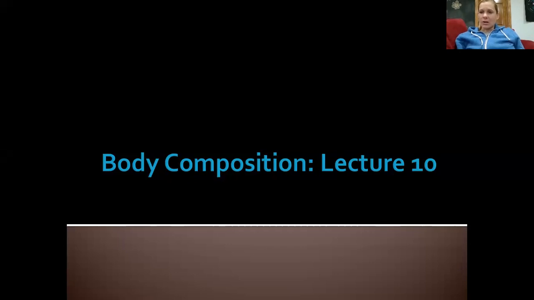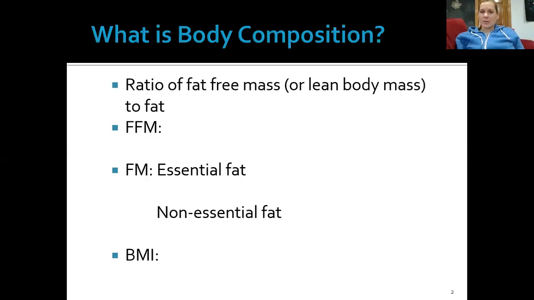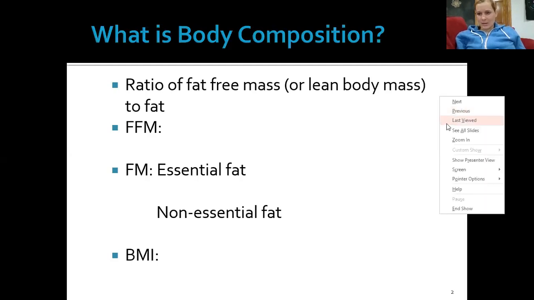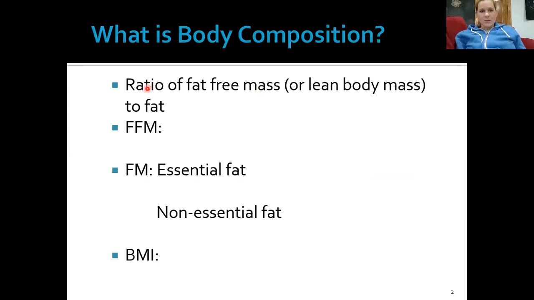So again, in this unit, our goal is to focus on the basics of body composition. So what is body composition? What are we talking about when we say body fat percentage, body composition, those types of things? So body composition is our ratio of fat mass to fat-free mass. So we're looking at how much fat you have in comparison to something known as fat-free mass.